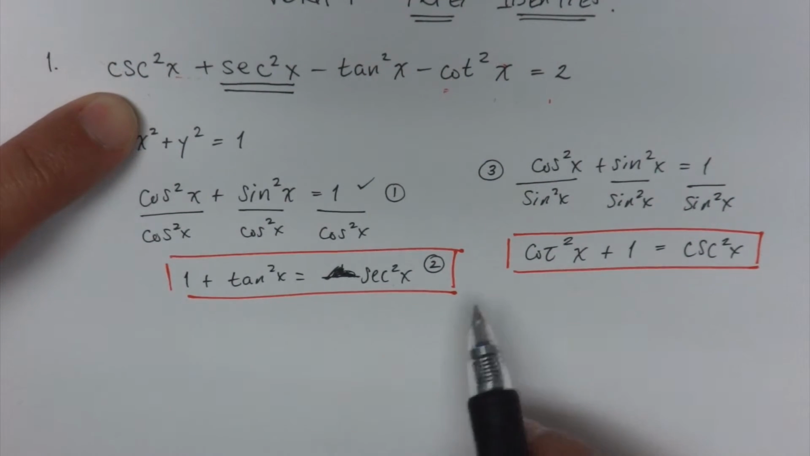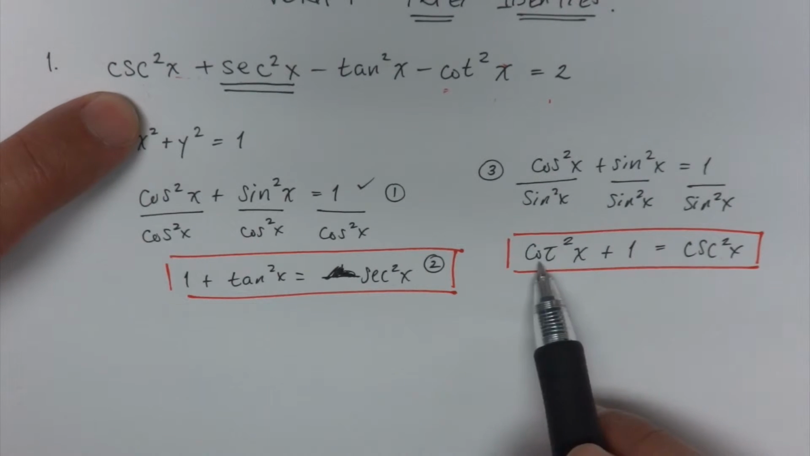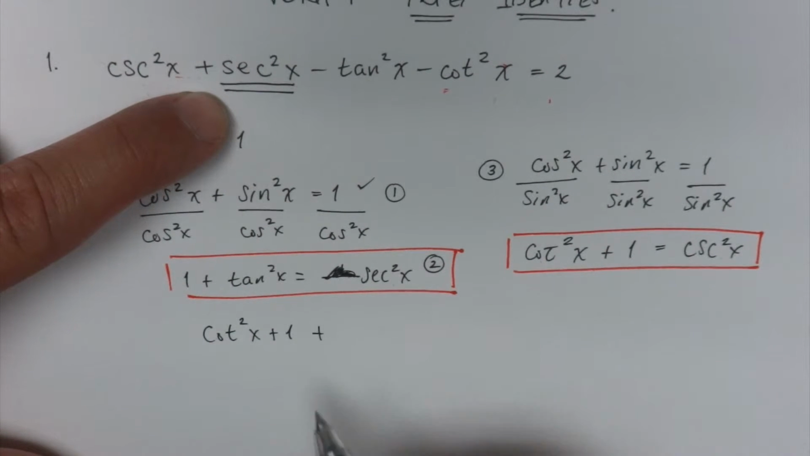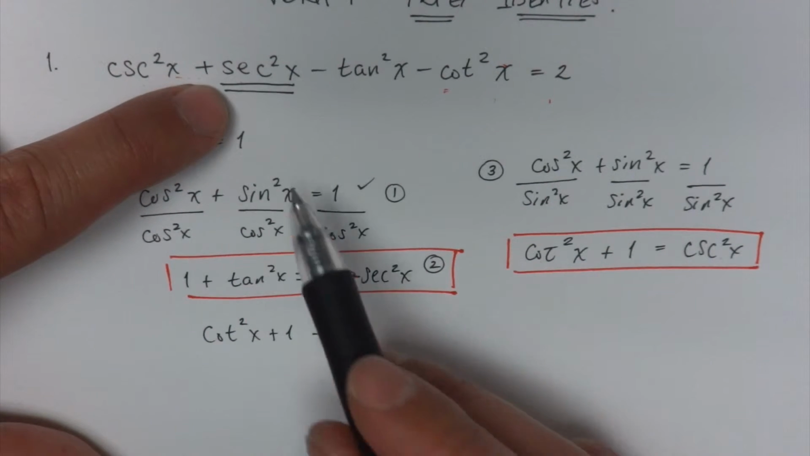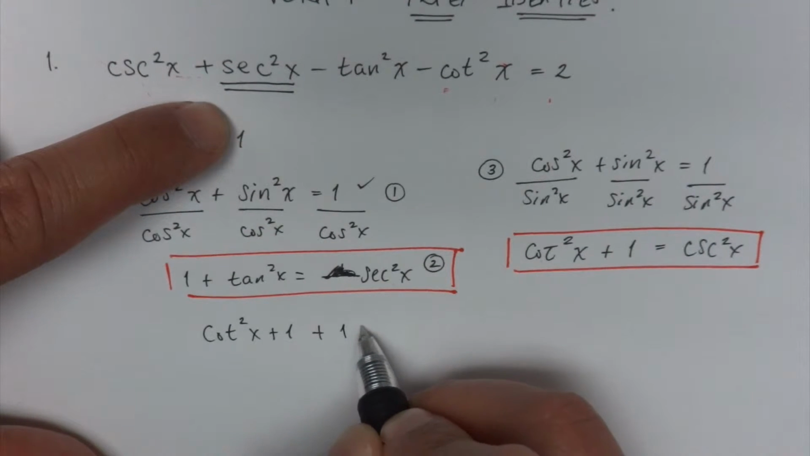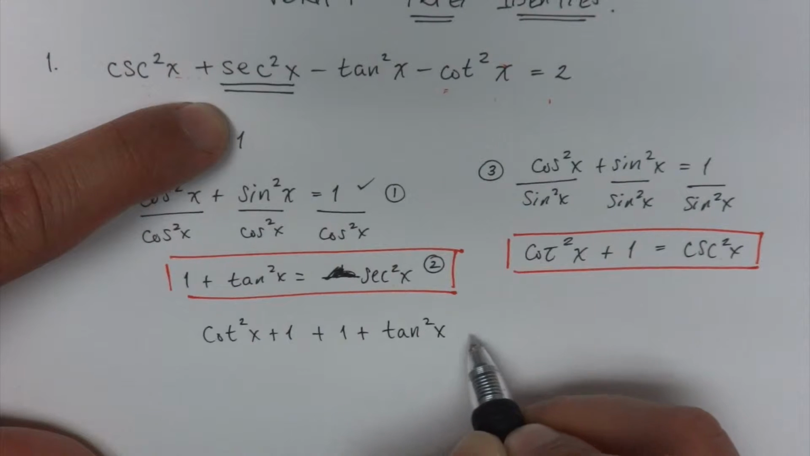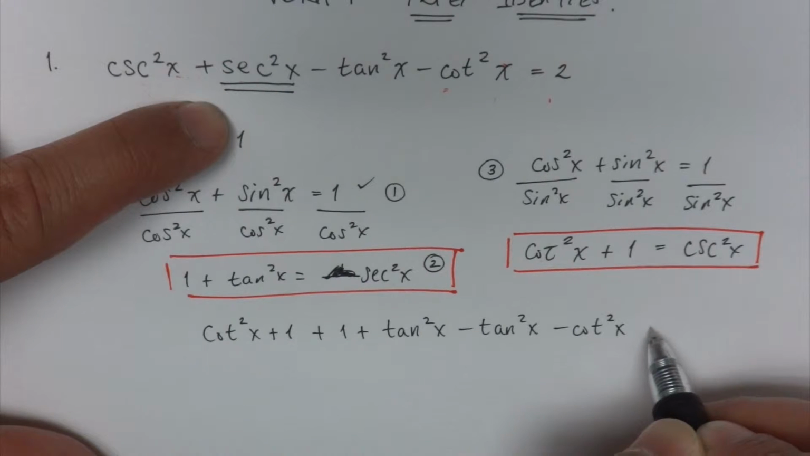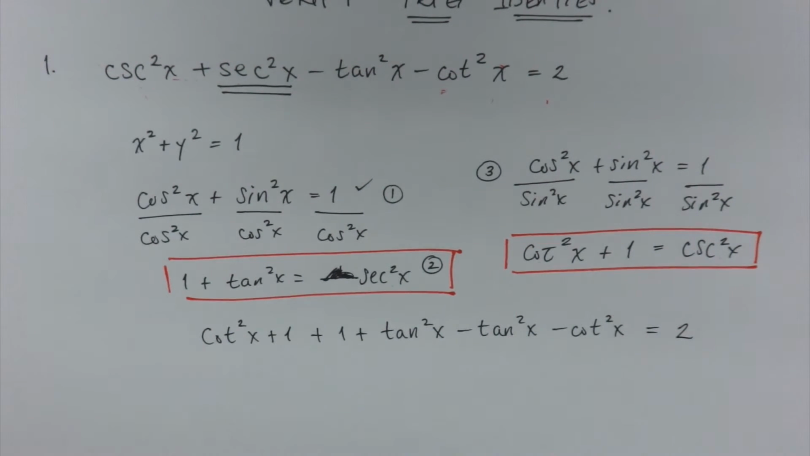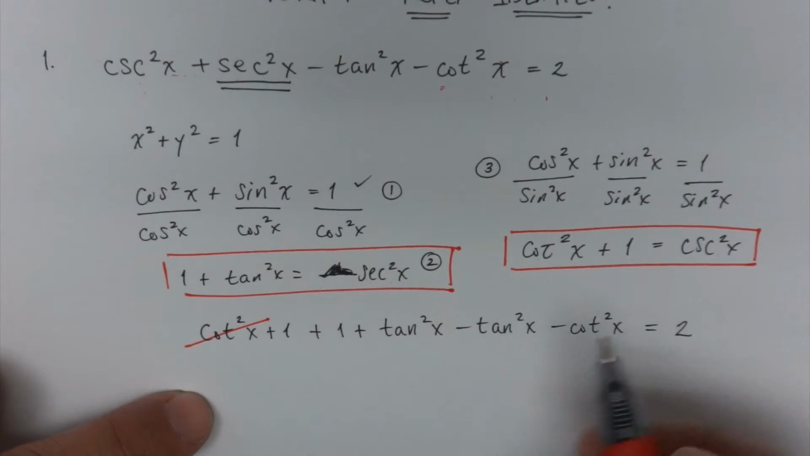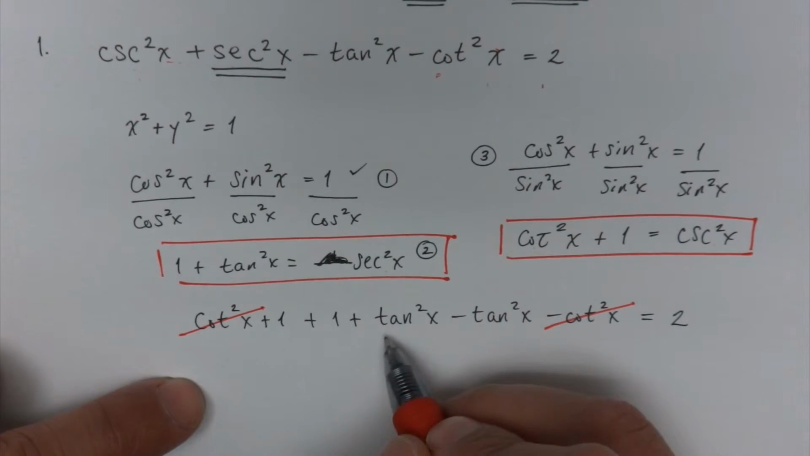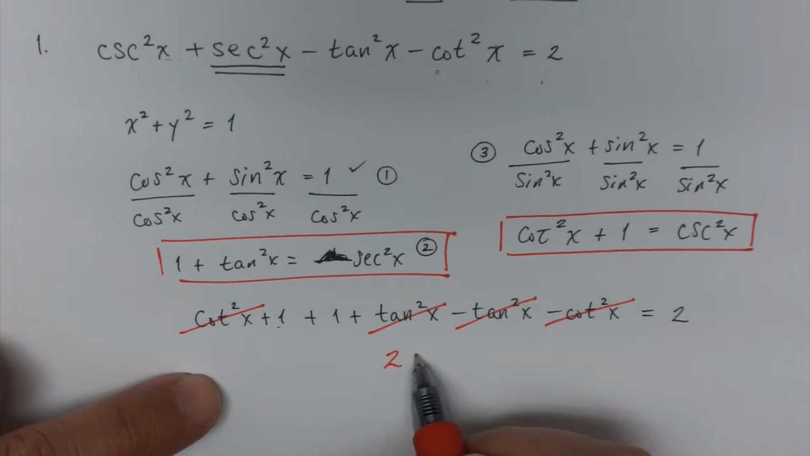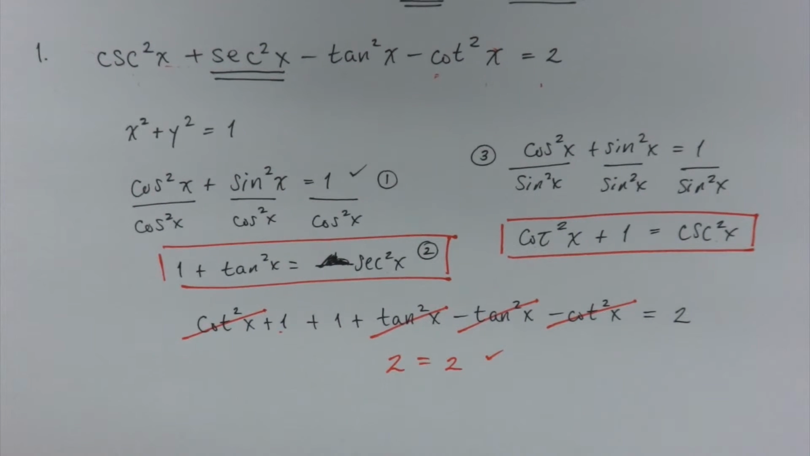And this is just one method. So instead of cosecant squared x, I'm going to put cotangent squared x plus 1 plus, okay, instead of secant squared, I'm going to put what? 1 plus tangent squared x minus tangent squared x minus cotangent squared x, and I want to verify that that equals 2. Now if you notice, cotangent squared minus cotangent squared simplifies. Tangent squared minus tangent squared simplifies. 1 plus 1 is 2. 2 equals 2. Boom. It checks out.